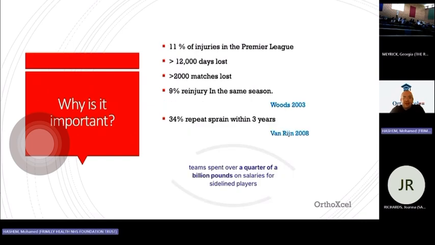11% of injuries in the Premier League. So it's a very common topic, and in all the sports clinics, it causes more than 12,000 days lost from the elite athletes, and above 2,000 matches lost. 9% of these get a re-injury in the same season, and 34% of them get a repeated sprain within 3 days. So the financial burden is about $250 million.